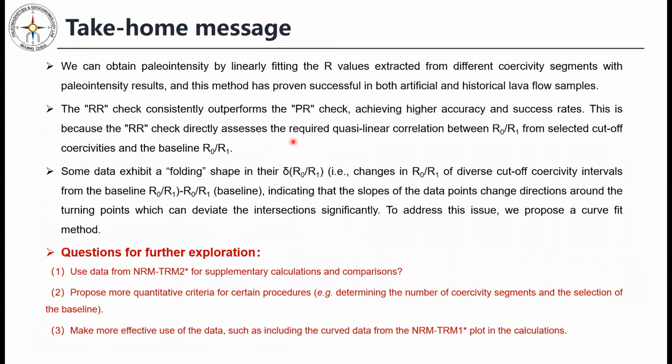We found that the culprit of the biased results in the Shaw method is the changes in the R during the heating, caused by the changes of the grain sizes of the magnetic minerals. Also, we use a new calculation method called the Lowrie-Shaw method, and we get accurate results in the tested data sets. But there are still some questions for further exploration: we may use data from the NRM to TRM2 correction plot for supplementary calculations and comparisons.